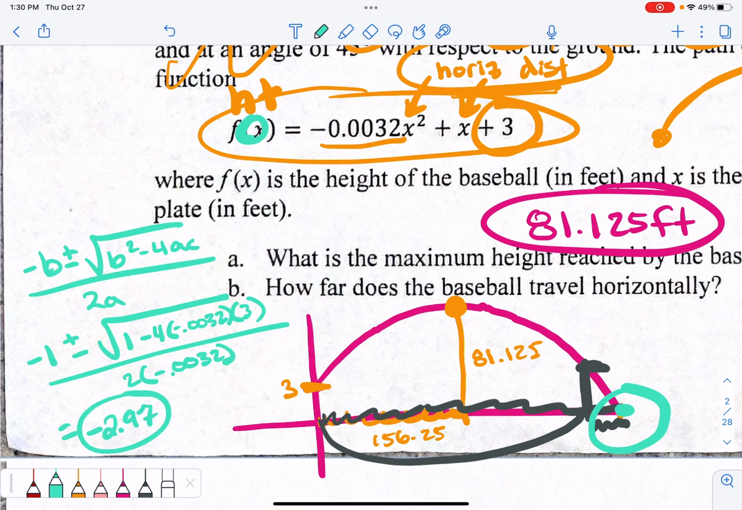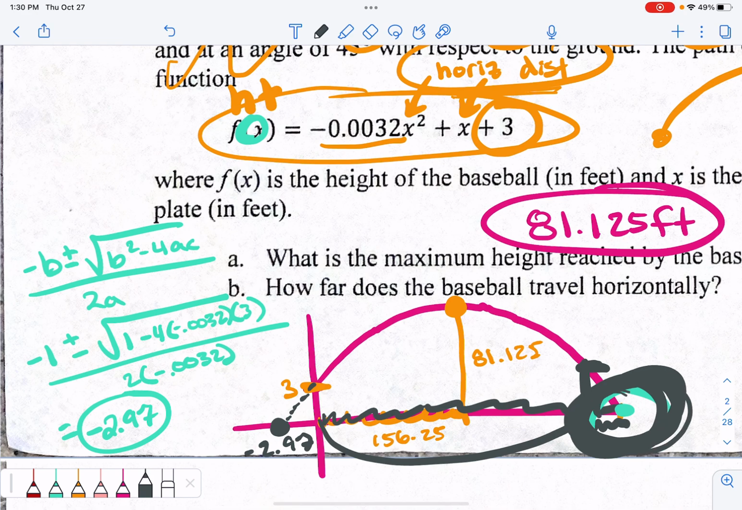Where does negative 2.97 live? This dot is going back behind home plate. We want to find the one over here, the positive side. I did the plus, so now I want to do the minus. You could also just double this and add that to it. Yeah, we could do that.